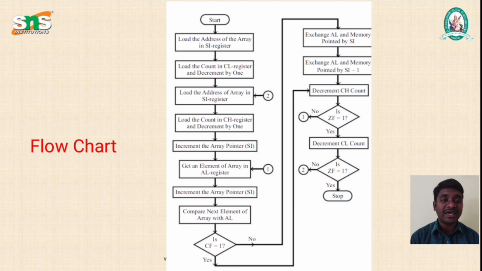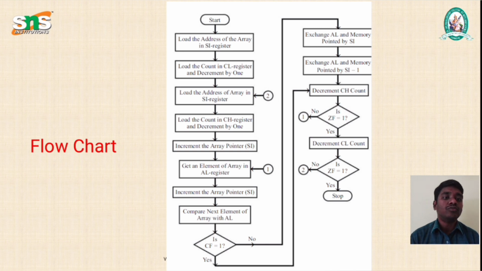Next step, the carry flag. If it is yes, it will move to decrement the CH count. Otherwise, if it is no, meaning CF is not equal to 1, it will move to exchange the AL register and the memory pointed to by the SI register. Then exchange AL and the memory pointed to by SI minus 1. So these are the steps involved.